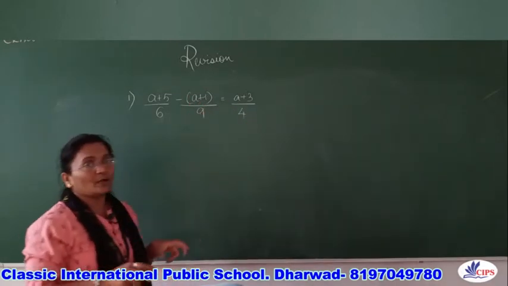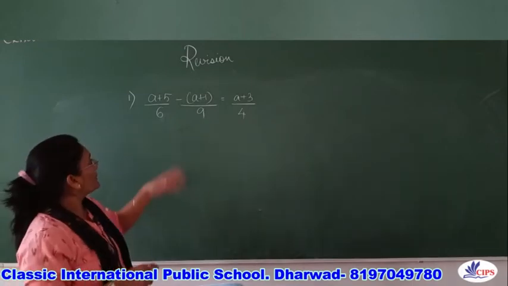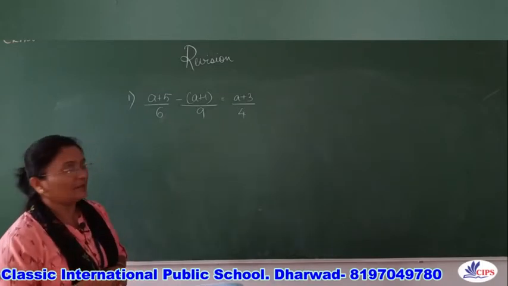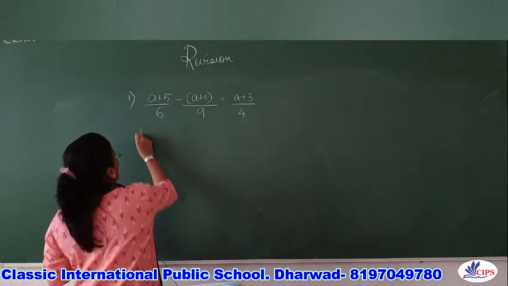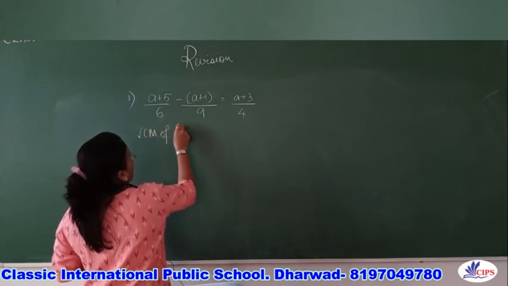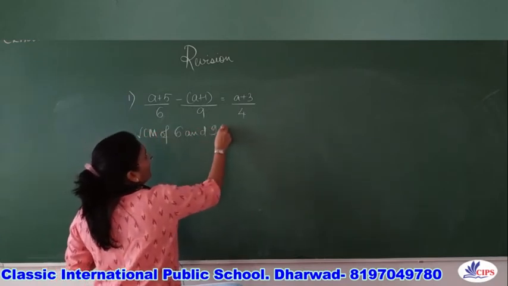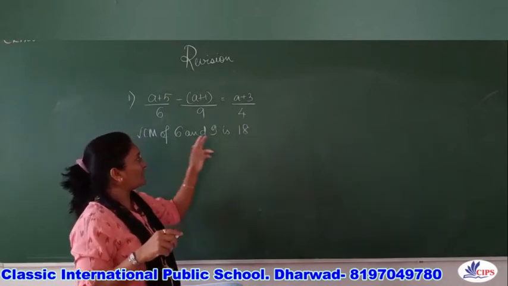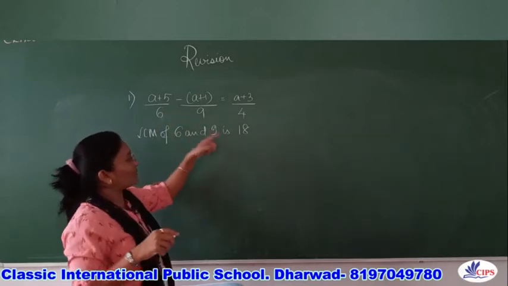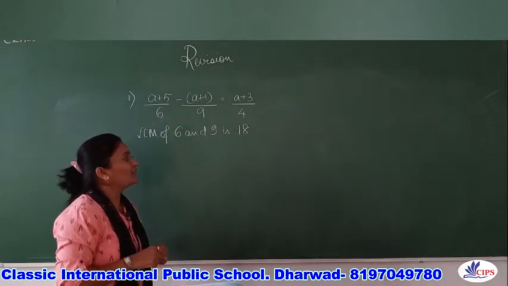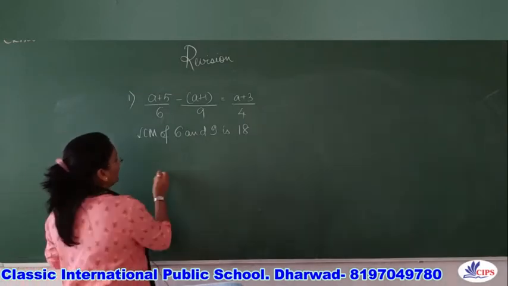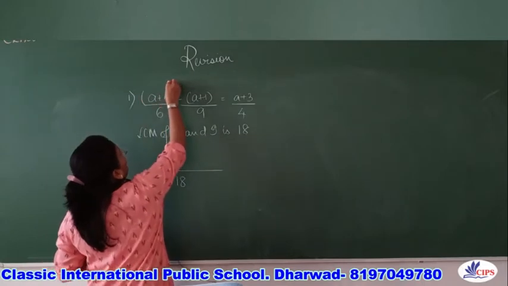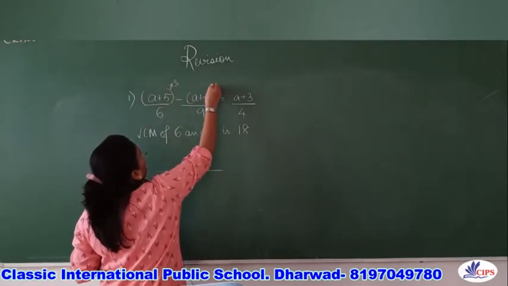Let us solve these like how we solve fractions. Here we have the denominators 6 and 9. What is the LCM of 6 and 9? Yes, it's 18. The highest number is 9, so we take the multiples of 9, and the one which is divisible by both is 18. So 18 will be your LCM. Now let us write the common denominator 18 for both. 6 threes are 18, and 9 twos are 18.